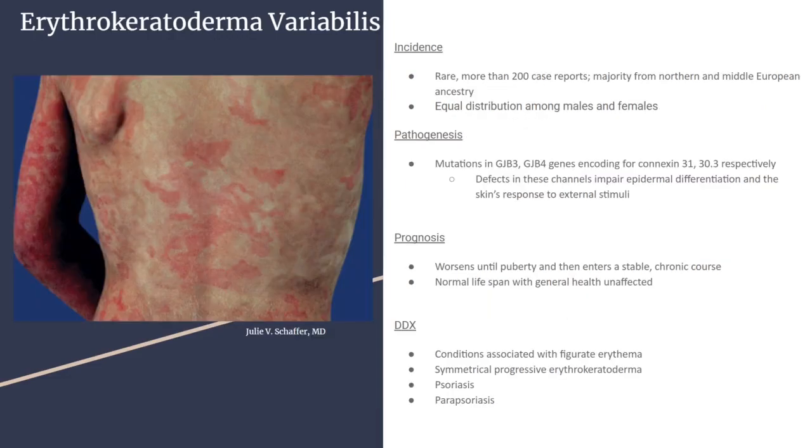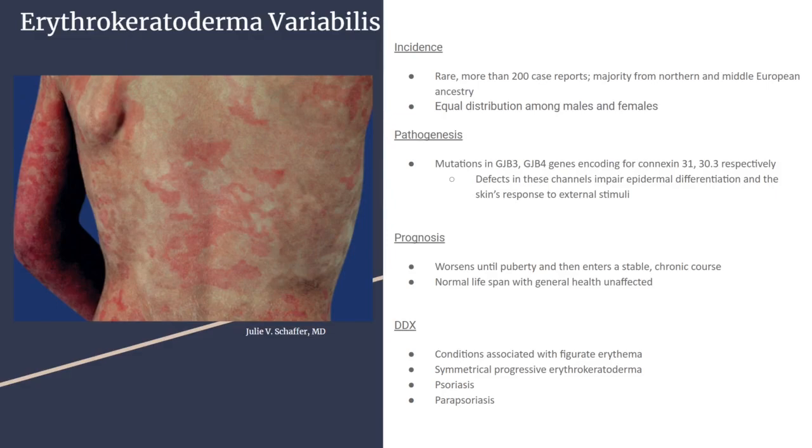The disease here is a mutation in the GJB3 gene and GJB4 gene. Those are both implicated. These genes encode connexin, which connexins make up gap junctions. So connexin 31 and 30.3 respectively.